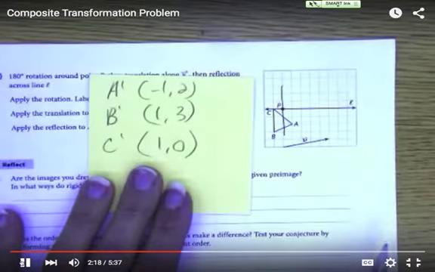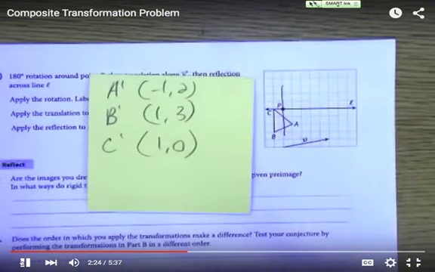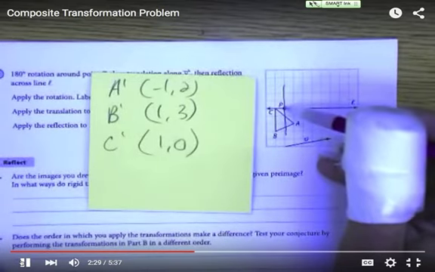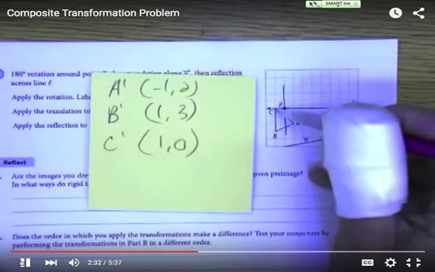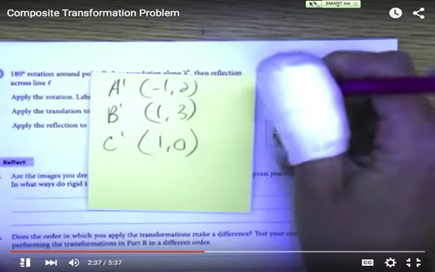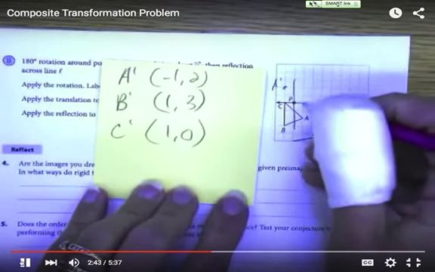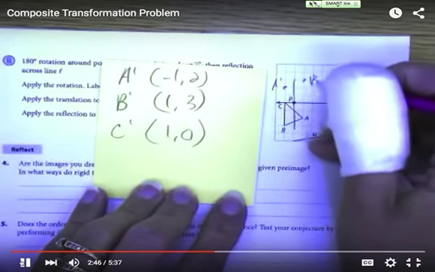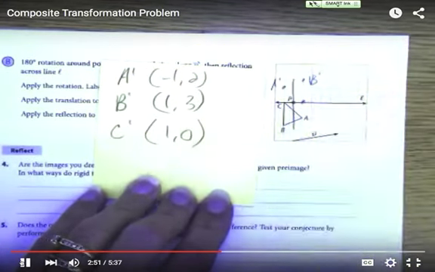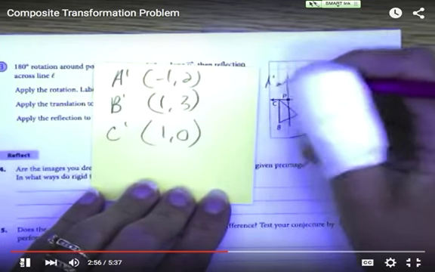So now let's bring it back to what it normally looked like. And let's take these points and plot them on this grid that actually doesn't have any numbers, but we're treating it as if this is a y-axis and this is an x-axis. So we're treating it as if P is the origin. So -1, 2. This is where the point A prime would be. 1, 3. This is where the point B prime would be. And 1, 0. This is where the point C prime would be.